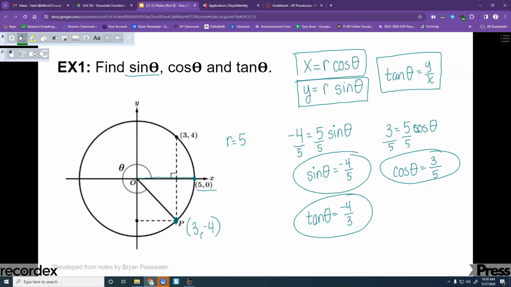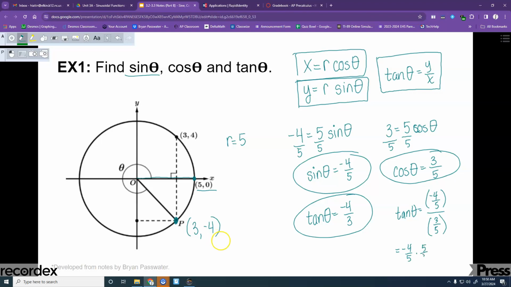But let me show you another option if you forgot. The other thing that we know about tangent is that tangent equals sine over cosine, right? So I just found sine and then I found cosine. So another option for tangent of theta could be to do sine, which was -4 over 5, divided by cosine, 3 over 5. And so dividing fractions is easy as pie.